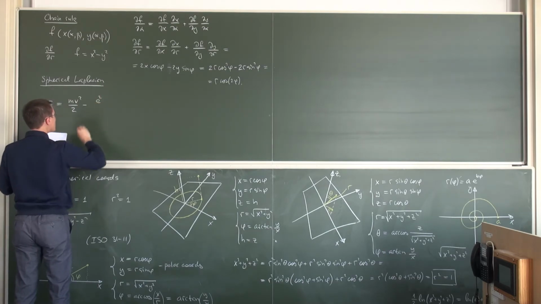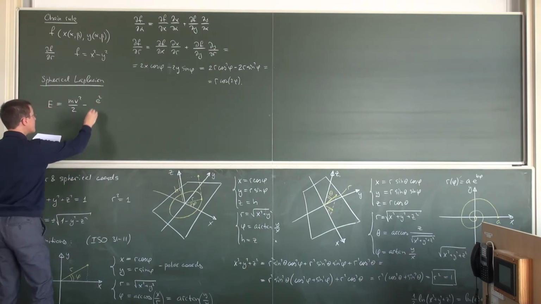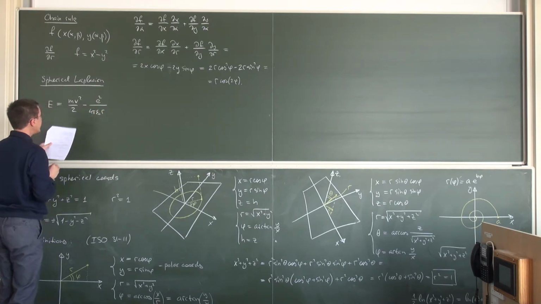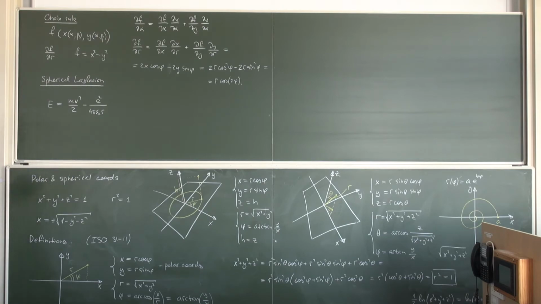So e squared over 4 pi epsilon naught r, if we are looking at a hydrogen atom, is the energy of the Coulomb interaction in this case. So remember, charge squared over 4 pi epsilon naught, and then 1 over r, that's the distance. You can clearly see that the energy, the potential, is spherically symmetric. However, this mv squared over 2 appears to be a Cartesian expression because it's got the velocity squared.